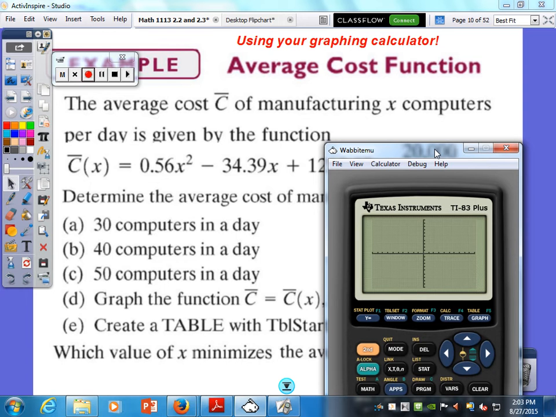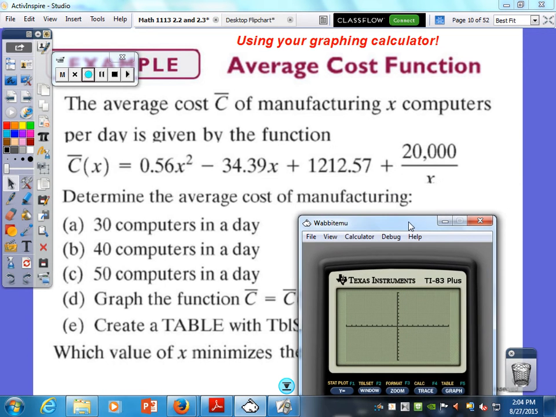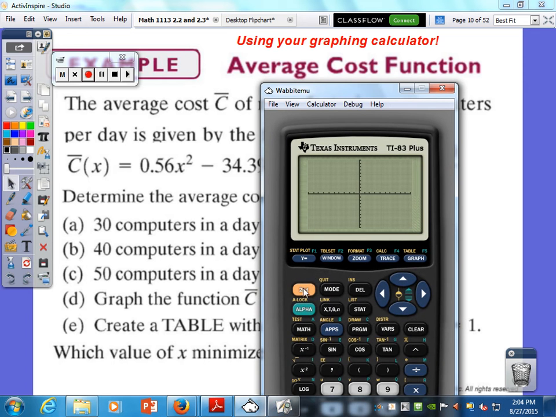Hit graph. Why does it not show up? Because my window isn't appropriately scaled, right? So since this is the average cost of manufacturing X computers per day, I really don't even need the second, third, or fourth quadrant, do I? Because first of all, I'm not going to compute a negative number of X computers, right? And I'm also hoping that my cost won't be a negative value either. That doesn't make realistic sense.